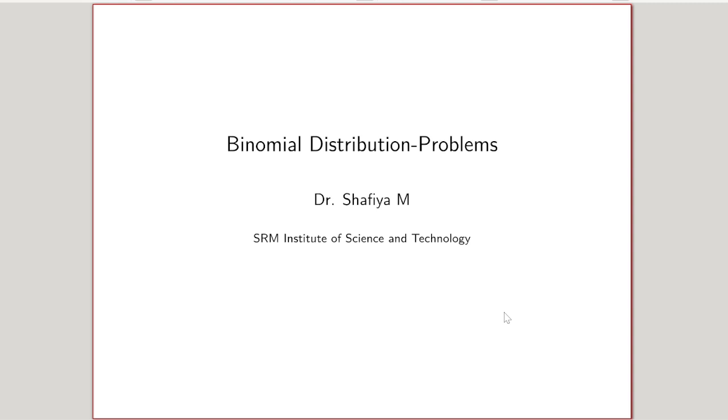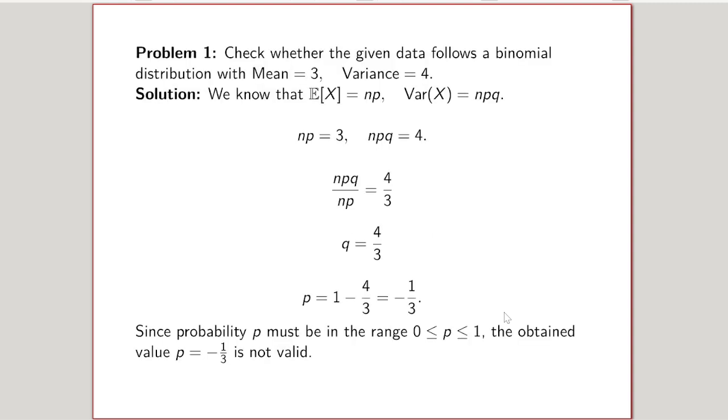So here we will be seeing some problems. Let us see the first question. Check whether the given data follows a binomial distribution or not. Two data has been given, mean value is 3 and variance value is 4. So we have to check whether this mean 3 and variance 4 will hold for any binomial distribution with parameters n and p.